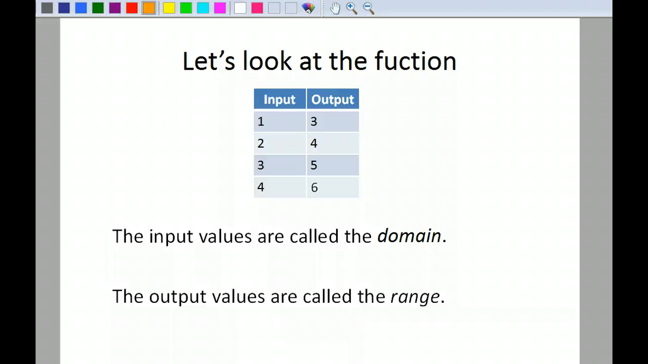Okay, now the input values are called the domain. So the domain of this function that we're looking at would be the points 1, 2, 3, and 4. Another name for input, we commonly think of it as the x values. What about the range? The range and the output are the same. So this one, the range would be 3, 4, 5, and 6.